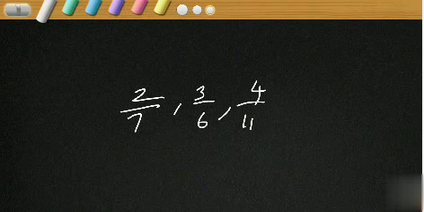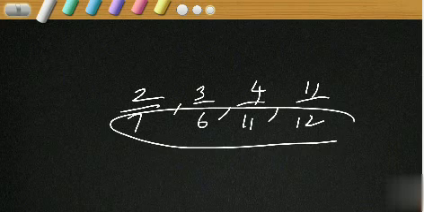So can you say what would be the unlike fractions? Yes, just the opposite: the fractions with different denominators. The fractions with different denominators are known as what? Unlike fractions.